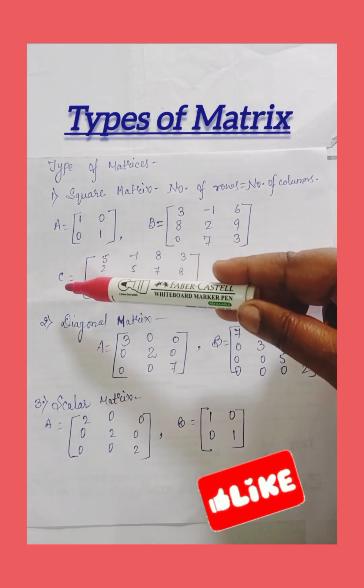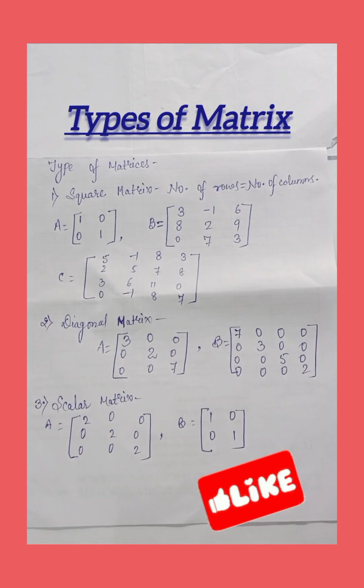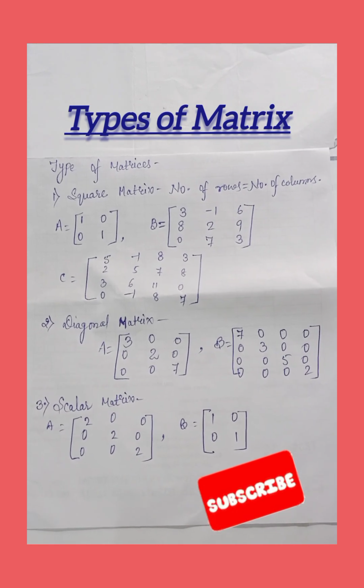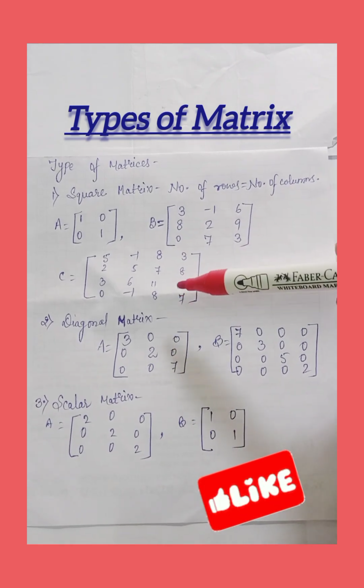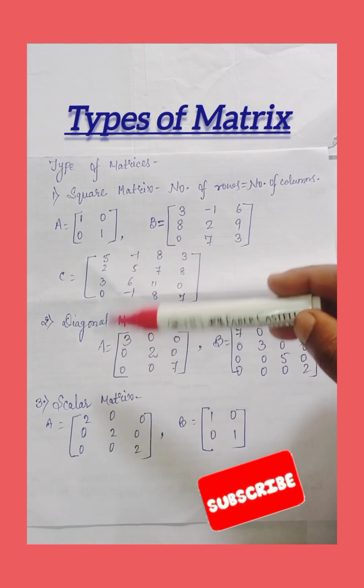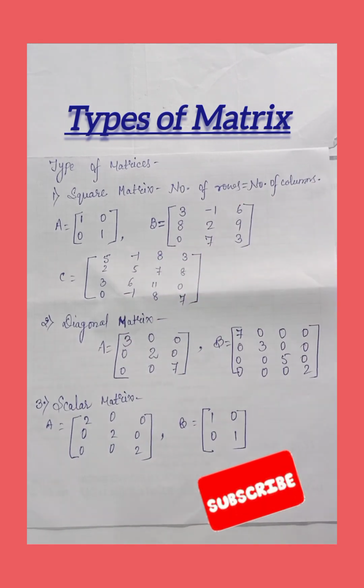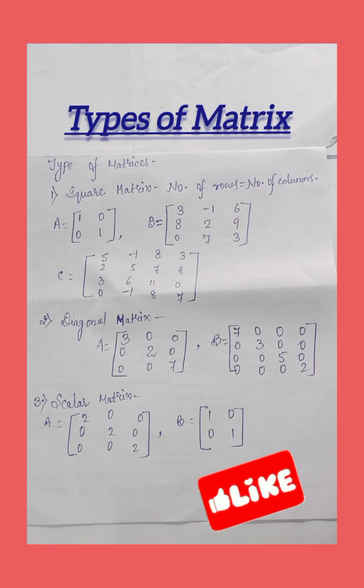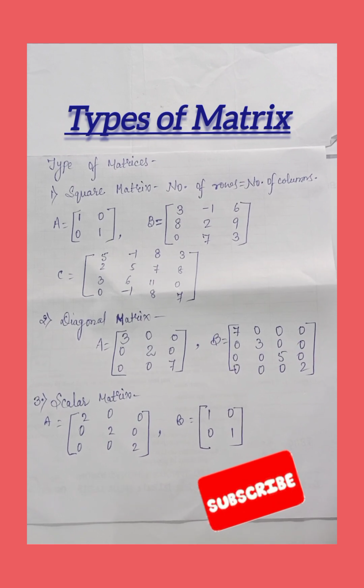Now this matrix C is represented by a 4 into 4 square matrix. So you can see in this matrix there are 4 rows and 4 columns as well. So this is an example of a square matrix with order 4 into 4.